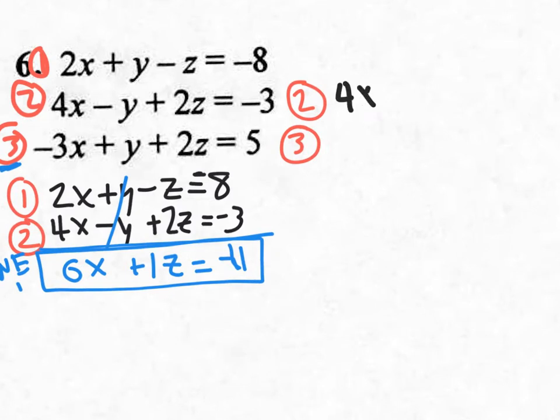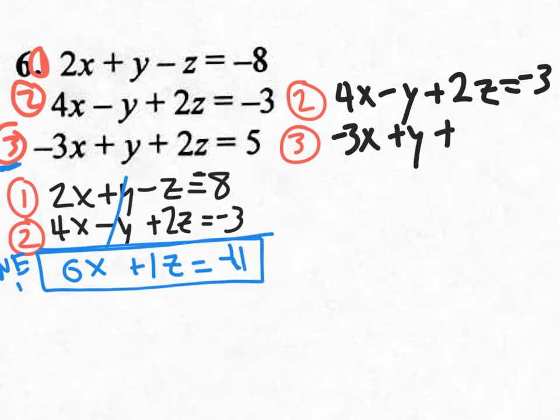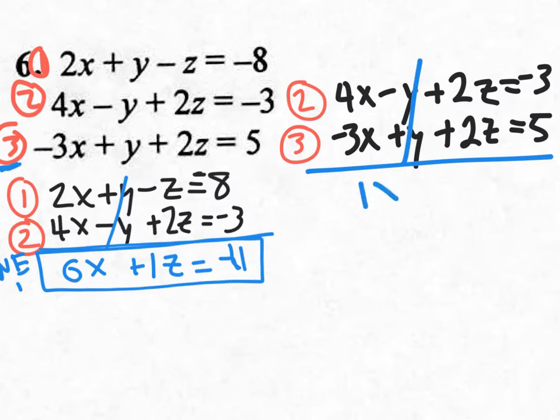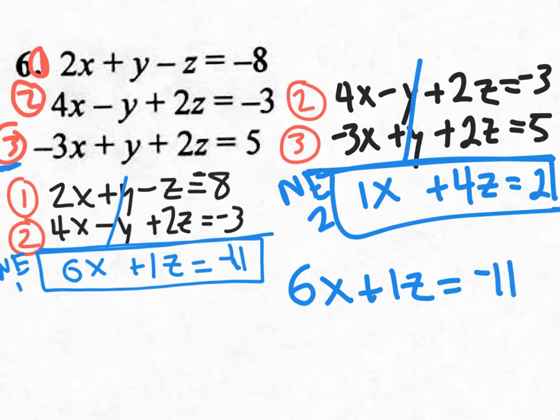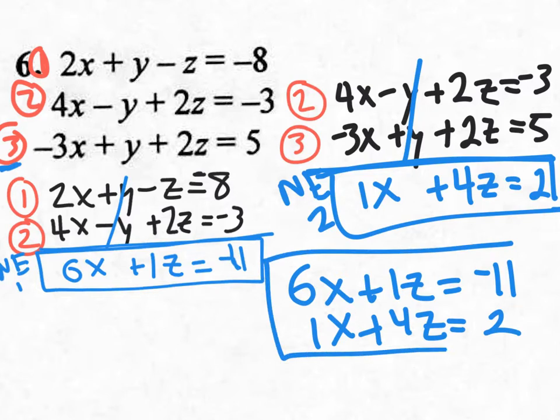So this is going to be 4x minus y plus 2z equals negative 3. And the bottom one is negative 3x plus y plus 2z equals 5. And we are able to combine the lines now. The y's cancel. You get 1x plus 4z equals 2, because negative 3 plus 5 is 2. And this is our new equation number 2. So we're going to take both equations. I'm going to take new equation number 1 and rewrite it right here: 6x plus 1z equals negative 11. And new equation number 2, which is 1x plus 4z equals 2. And this is my new 2 by 2 system.